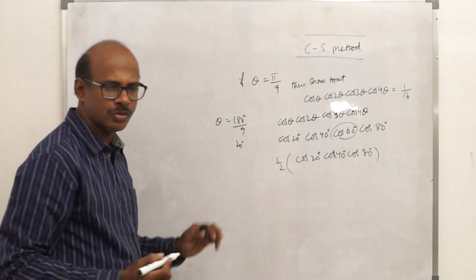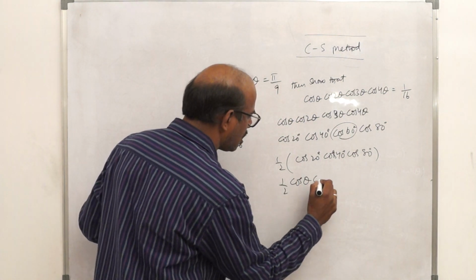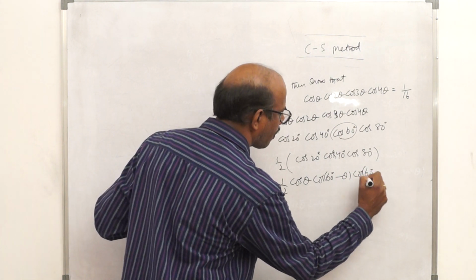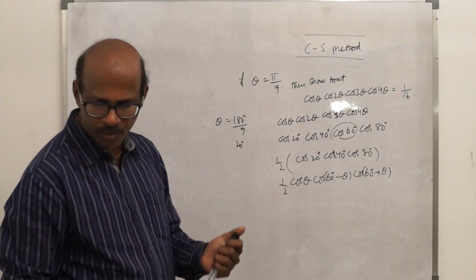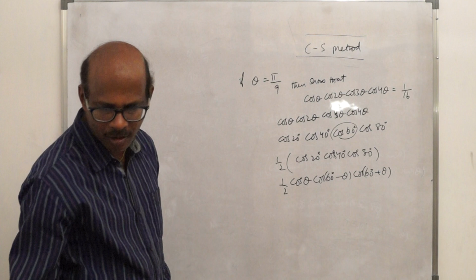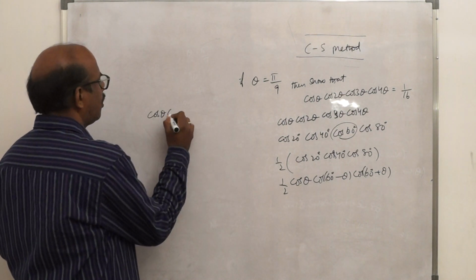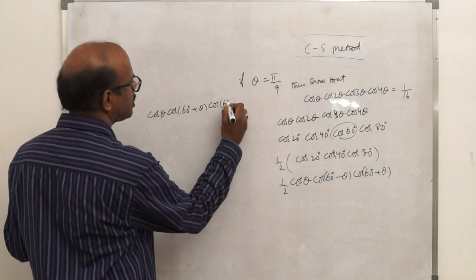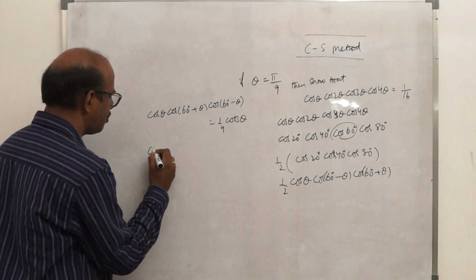Now I am going to use one more conditional identity: cos theta, cos of 60 minus theta, cos of 60 plus theta. If I keep theta as 20, it is a simplified standard formula. Identity means it is true for all values in the defined domain. Cos theta, cos of 60 plus theta, cos of 60 minus theta, the result is 1 by 4 cos 3 theta. The proof is also very simple.